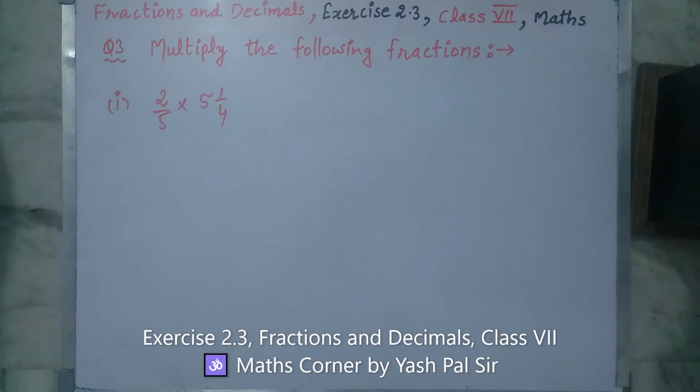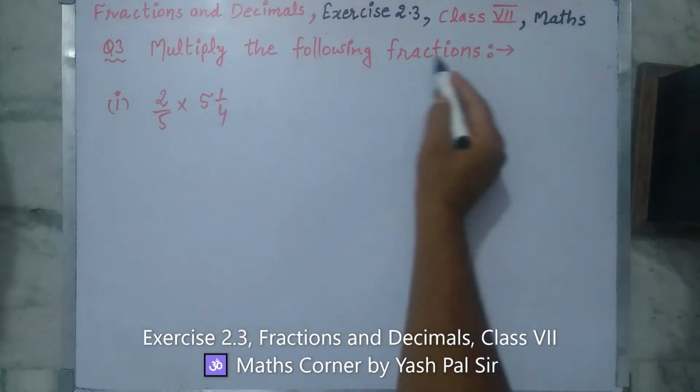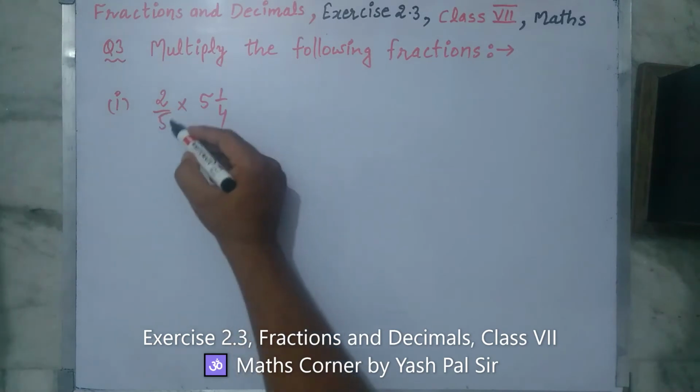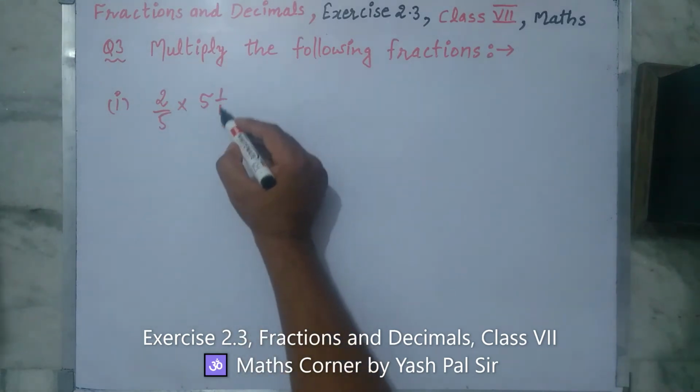Now coming to question number 3, multiply the following fractions. First part is 2 upon 5 into 5 is to 1 by 4.